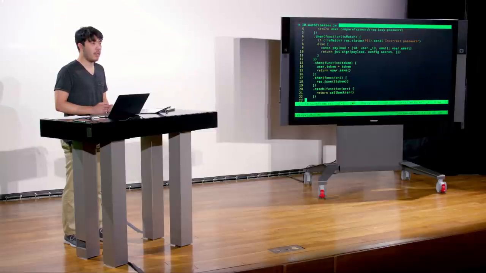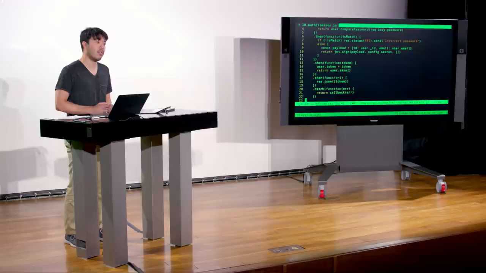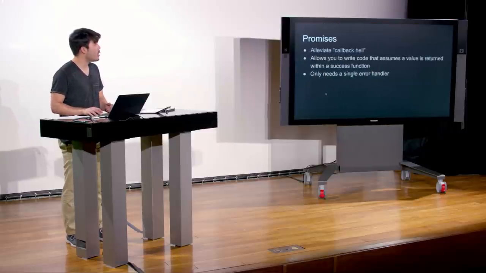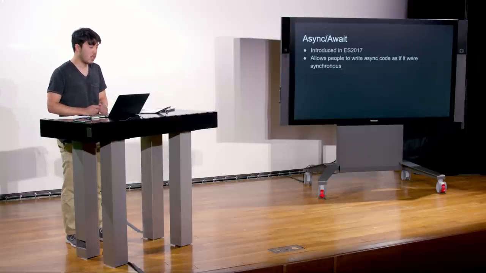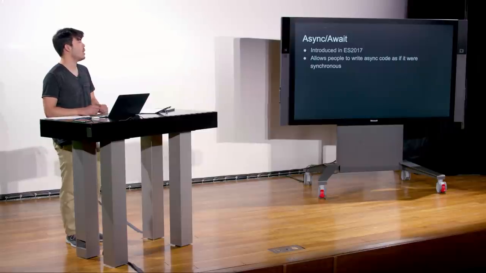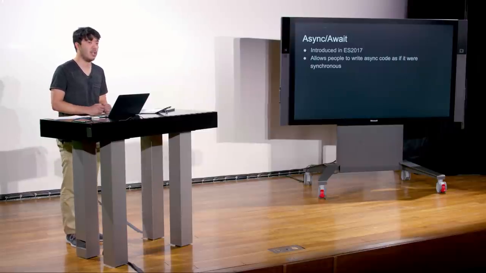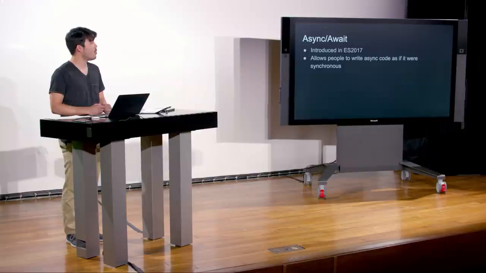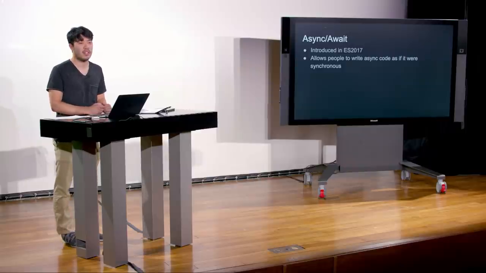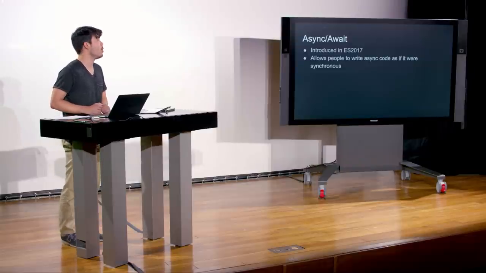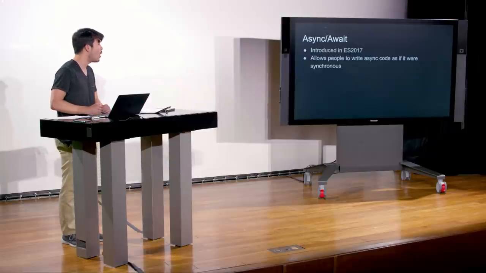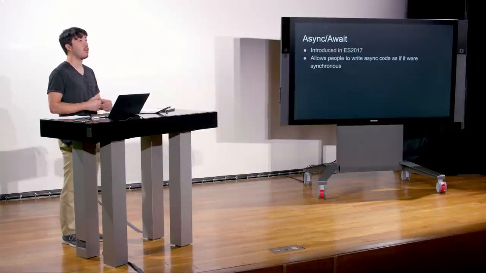And so what is the future? So right now, promises are very popular, but there's a new way of handling asynchronous things that's coming in the future. There's this thing called async await, which is actually introduced in ES 2017, the next version after ES6. ES 2017 has been finalized, but it's still not adopted by everything. But async await is included in that spec, and it allows people to write async code as if it were actually synchronous.